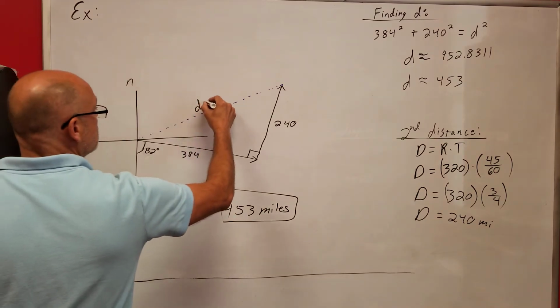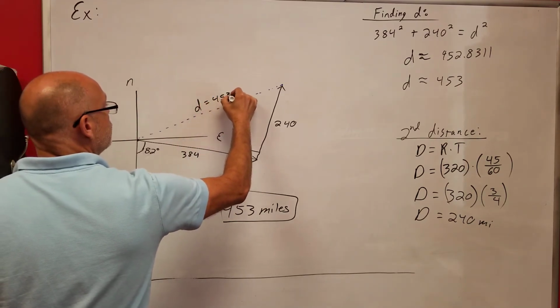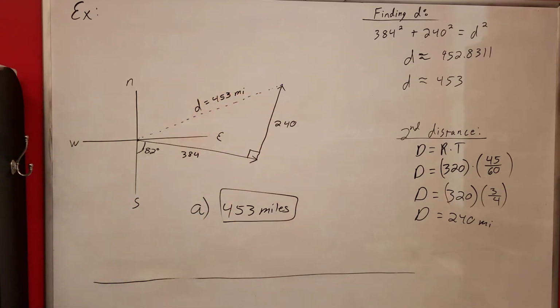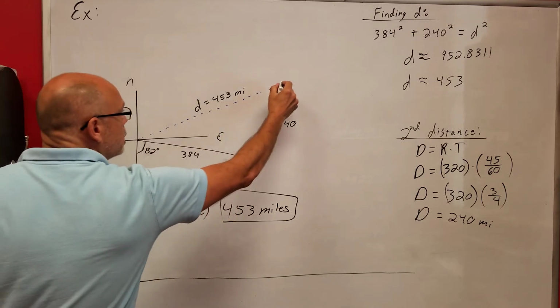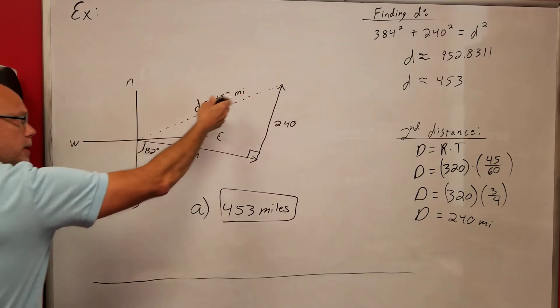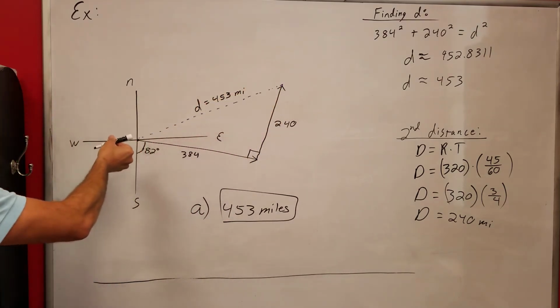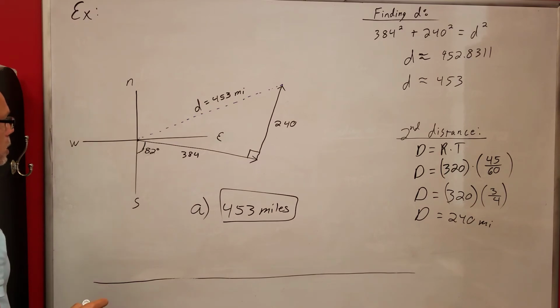So this distance here is 453 miles. All right, let's look at part B now. Part B says, find the bearing required for the plane to return to the airport, round to the nearest degree. So they want to know, what bearing is this plane going to have to fly to be able to get back to the airport?